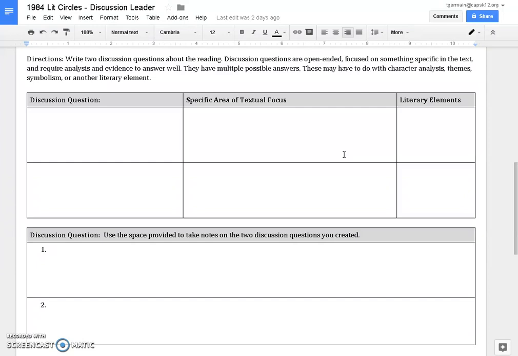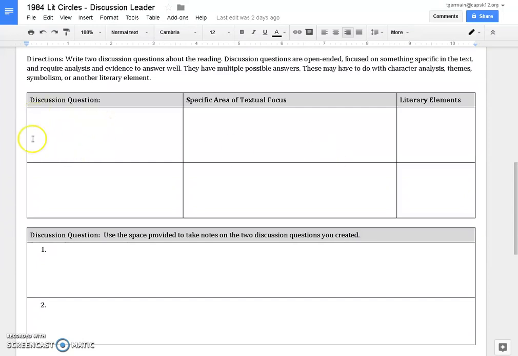They might have something to do with symbolism, a theme, or character analysis. It could even be a connection to another story that we've read in class or something like that, okay? But something where you're still going to have to be talking about the text in order to answer the questions, but where everybody at your table could have something different to say.